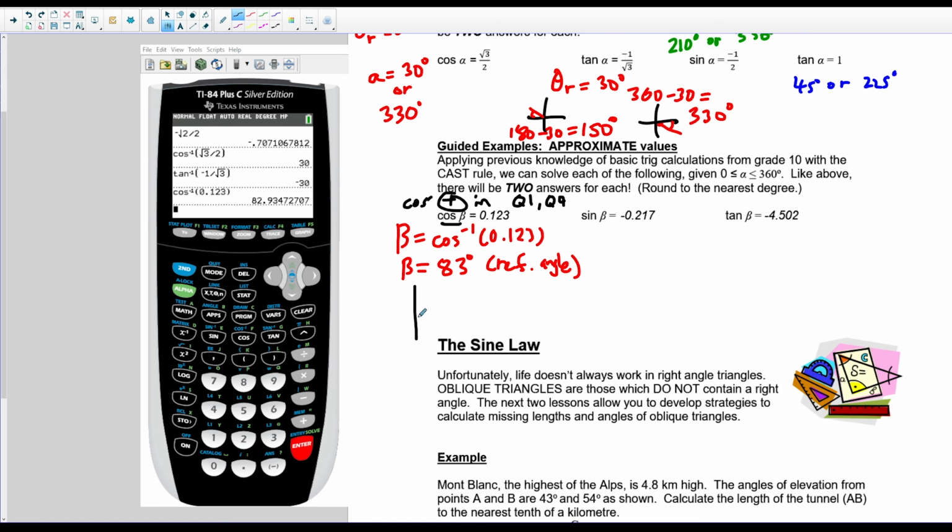So what we're going to do now is we're going to draw a reference angle of 83 degrees. So we have 83 degrees, which is probably right about there. So our first angle is 83 degrees. And our second possible angle, let's draw again 83 degrees down here. We have 360 minus 83, which ends up giving us 277 degrees. For the next question, we have sine of beta is equal to negative 0.217.